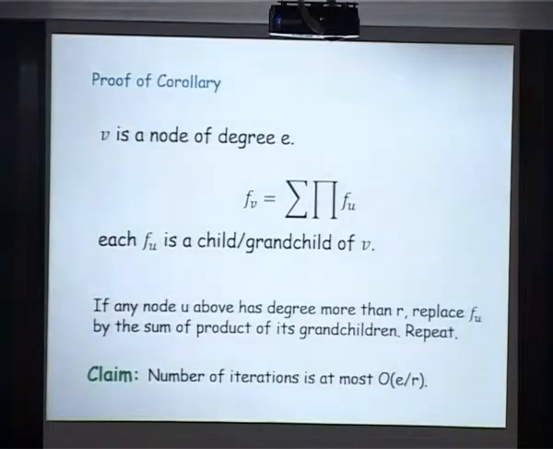Take the factor. So fix a term here, like a product of polynomials. Take the factor which has the largest degree. That factor is in fact the output of some node in the circuit. Replace that by again a sum of product of its grandchildren. So in each term, keep on reducing the degree in this natural way.